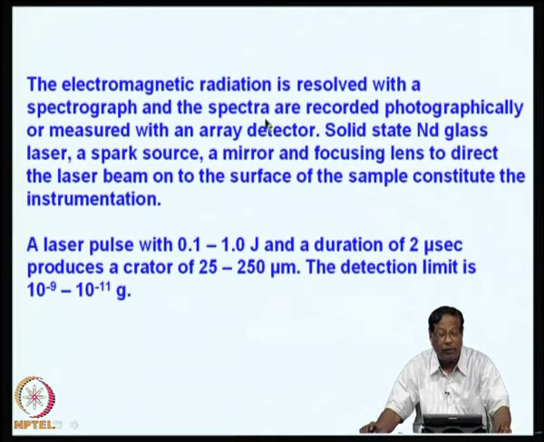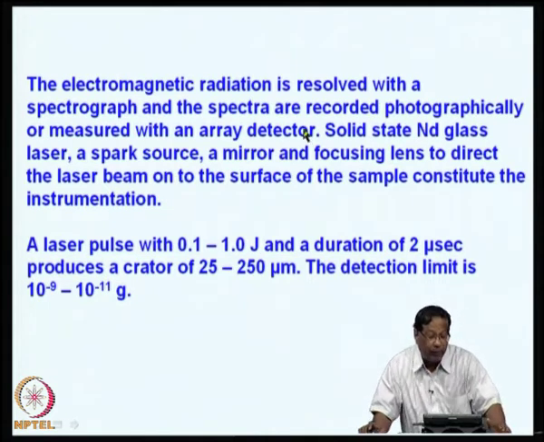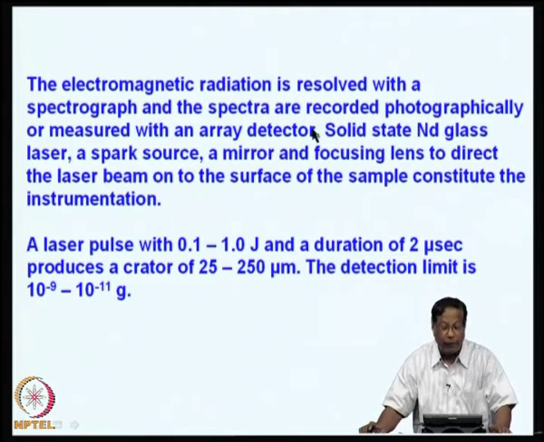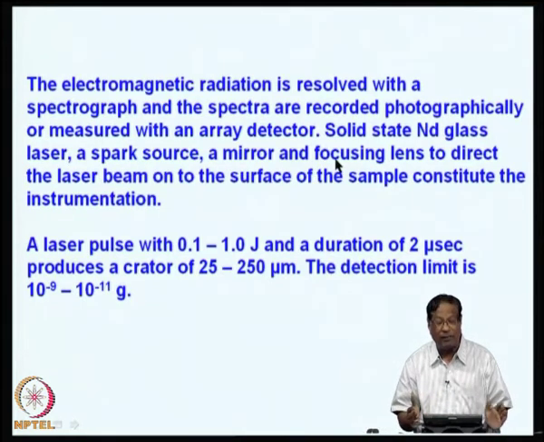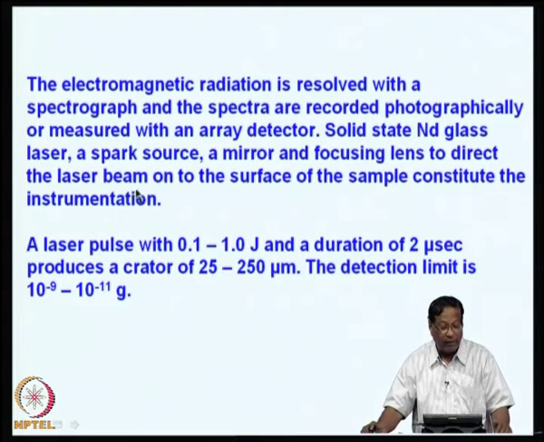Nowadays, computers have taken over this activity and they can give you a digital display straight away at the place of work. If you have the communication lines fixed near the control room, it can tell you straight away what the concentration is if you are able to make the calibration and other things properly. So, a solid state neodymium glass laser, a spark source and a mirror and focusing lens. These are the components of a laser plasma, and the focusing lens directs the laser beam onto the surface, etc.